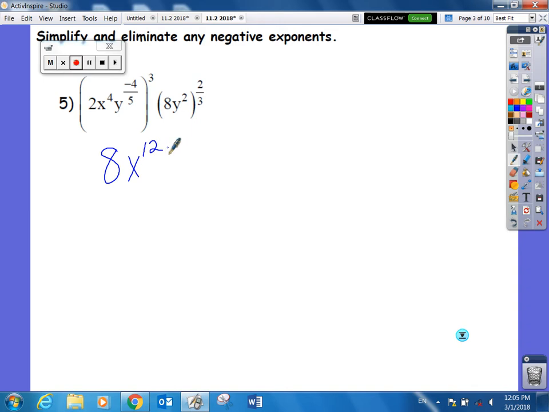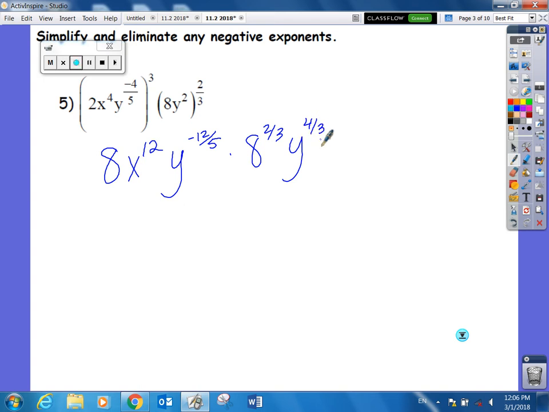Power to a power we multiply. We do not multiply the 3 times the numerator and the denominator. That would be multiplying by 3 over 3. And the exponent is just 3, so it's like 3 over 1. So that becomes negative 12 over 5. And then we have times 8 to the 2/3, y to the 4/3.